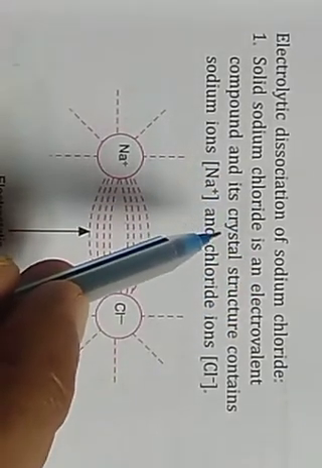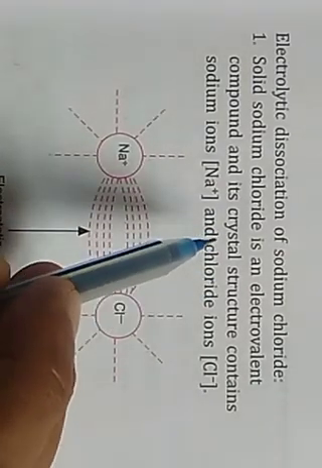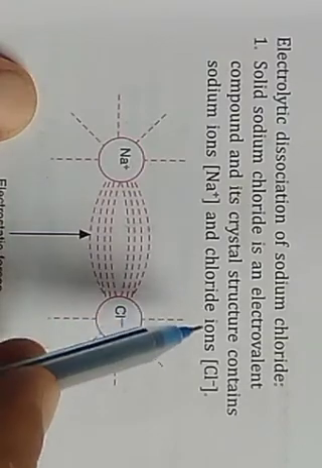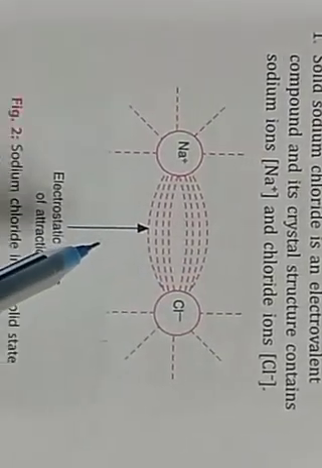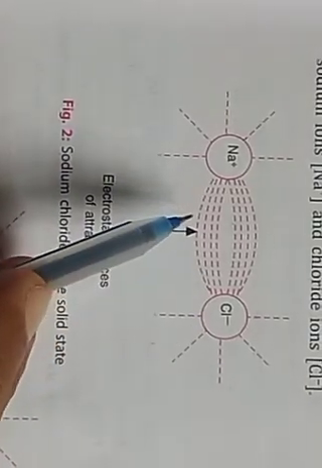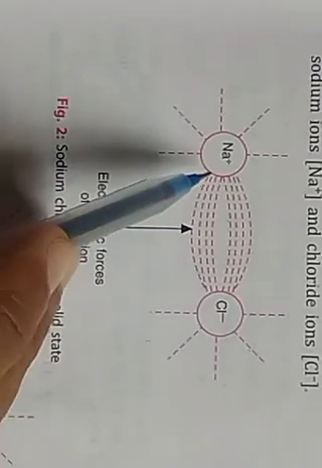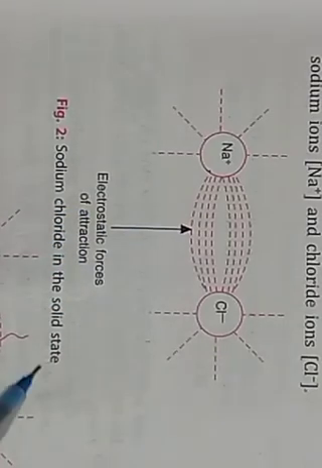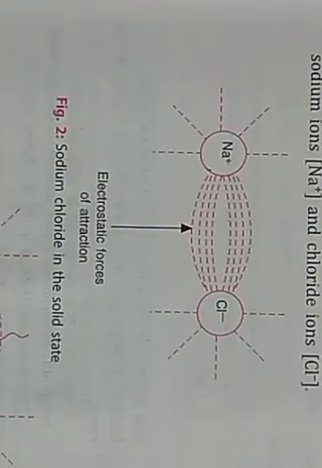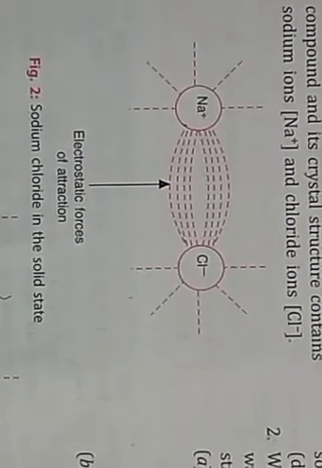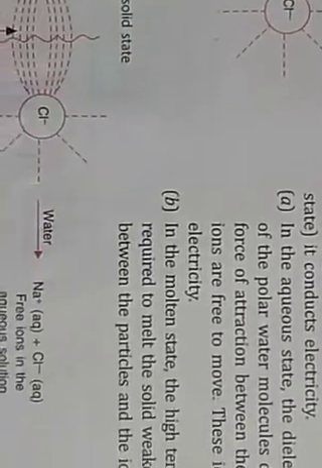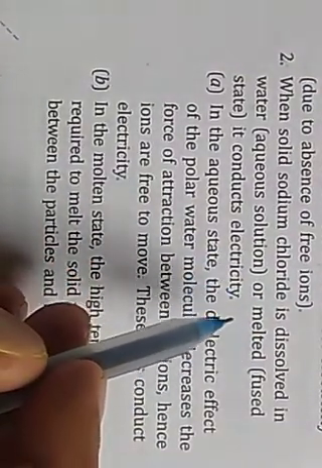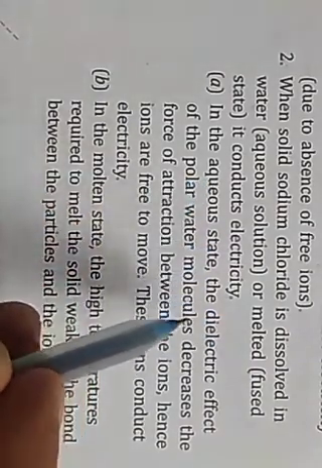Sodium chloride is an electrovalent compound. Its crystal structure contains Na plus and Cl minus ions, sodium and chloride ions. Sodium ion and chloride ion are held together by the electrostatic force of attraction in their solid state. Now, when sodium chloride is dissolved in water or melted, it conducts electricity.